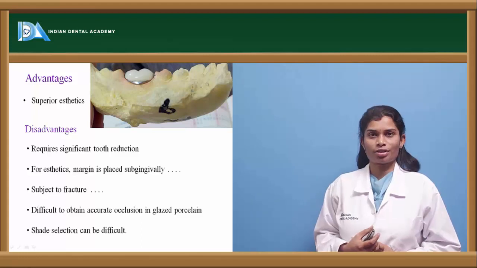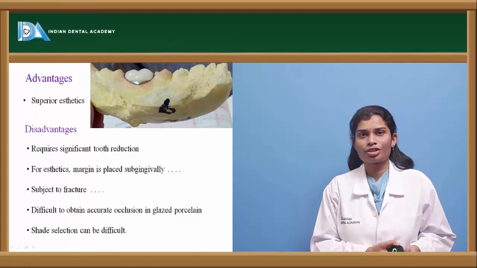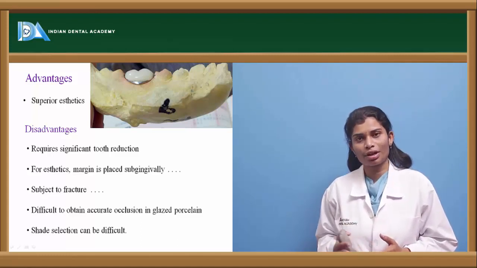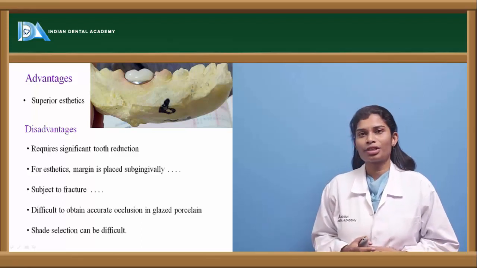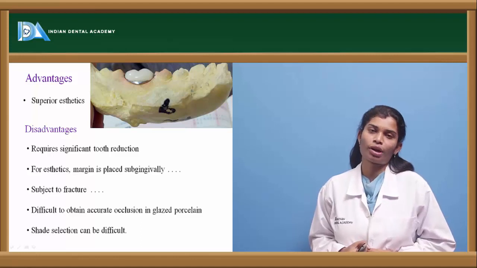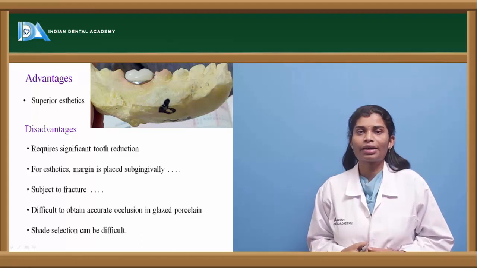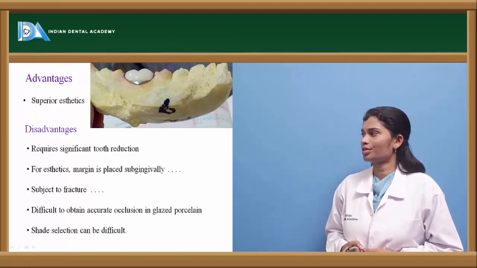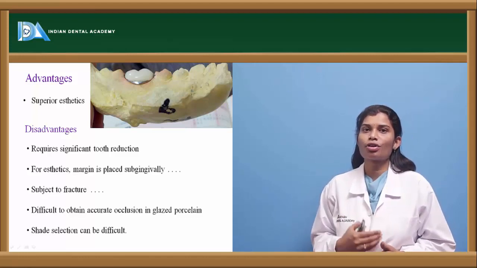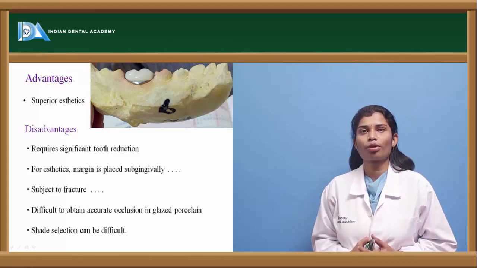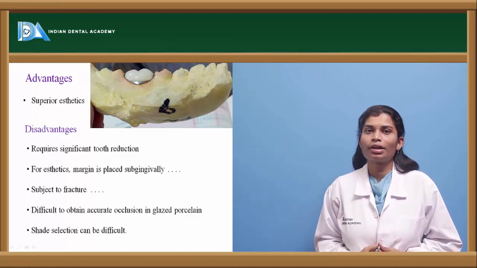And what are the disadvantages? This requires a significant amount of tooth reduction. When compared to cast restoration, this requires more tooth reduction as the metal has to take a porcelain over it. And for aesthetics, the margin is always placed subgingivally if you are in the aesthetic zone. Subgingival margins have their own problems of hygiene maintenance, and it can't be given in patients with a high caries index. And it is easily subjected to fracture if the reduction is not properly done or if the occlusion is not properly set. In such cases, as ceramic is very brittle, it will tend to fracture.